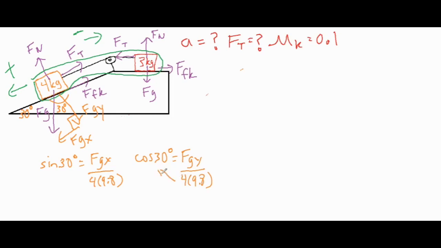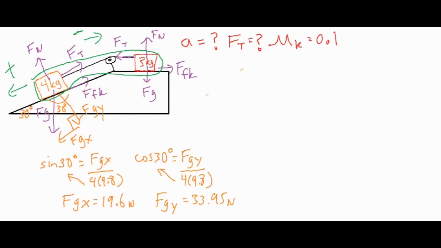Okay, and then we're going to multiply both sides by 39.2, because 39.2 is 4 times 9.8. And then we get our FGX of 19.6. And then we get our FGY of 33.95 newtons.